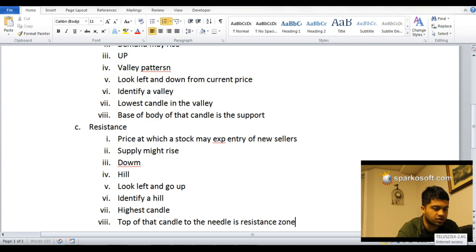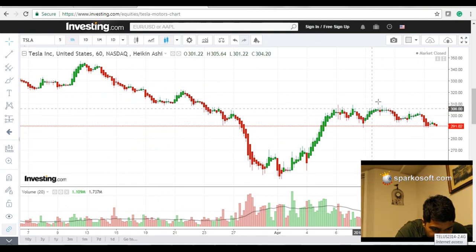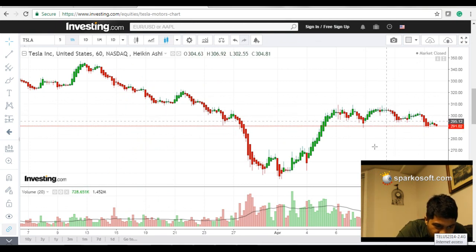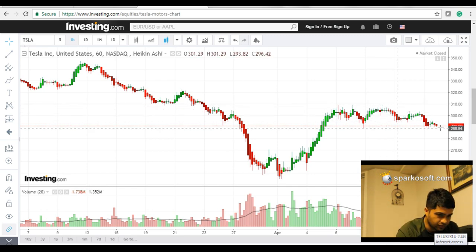So let's do it for Tesla. So the stock is here. The closest hill is this one. So the stock went up, it approached a peak, then it went down. So this is a hill. The tallest candle is this. So the top of that candle, 305, to the needle of that candle, 308, is our resistance zone. If the stock reaches that zone, new sellers may kick in and the stock price may go down.